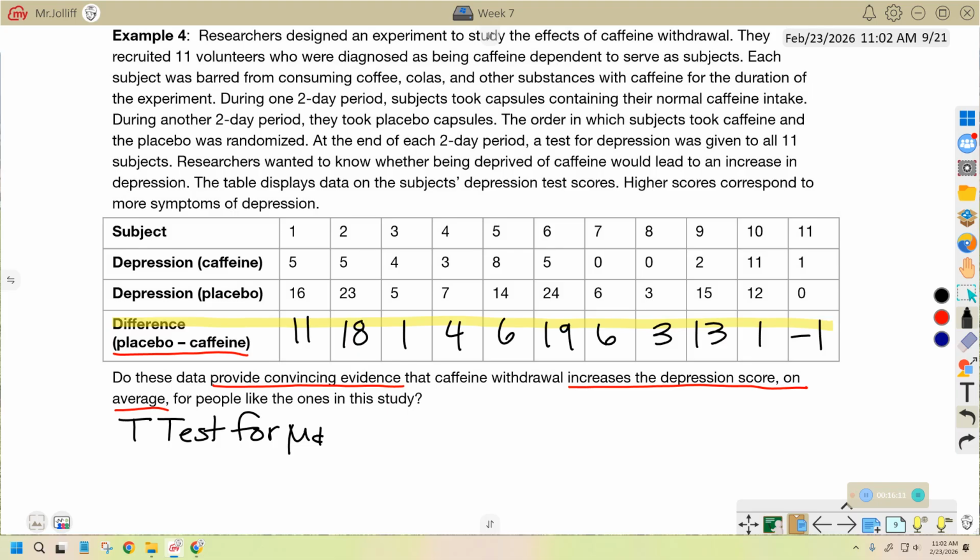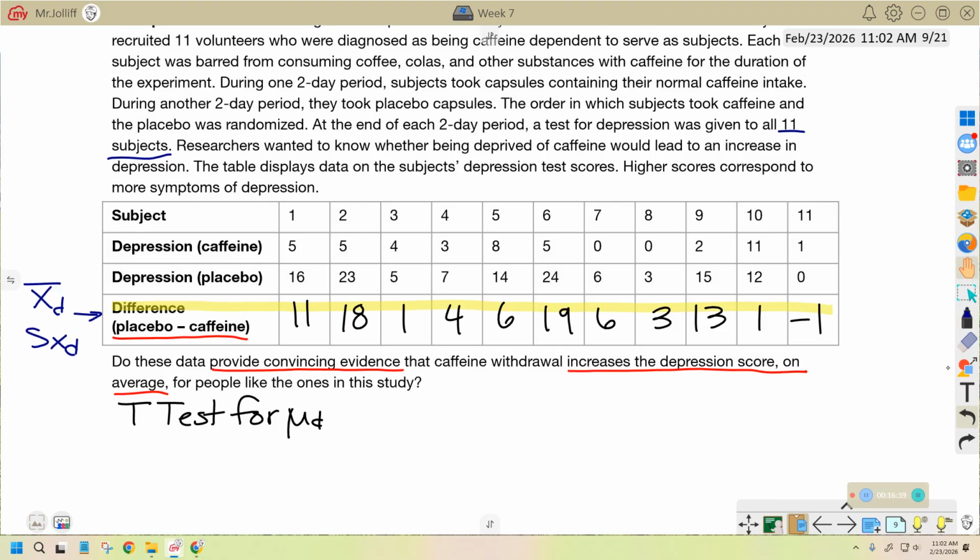I know my sample size is 11. They told me in the problem. 11 subjects. I'm going to get my sample mean and my sample standard deviation from that list. That's going to come when I run my t-test, so I don't have to worry about finding those now. There is one other number that I need to run a significance test. What did they not give me that I desperately need in order to perform a test?